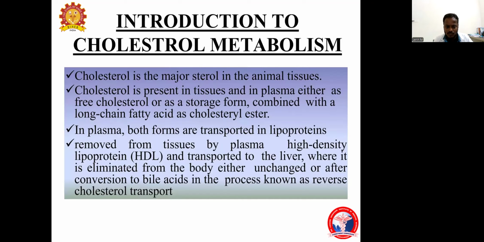Cholesterol ester, and one more important thing: HDL is a good cholesterol and VLDL is a bad cholesterol. That is why cholesterol is removed from the tissue by plasma high density lipoprotein and transported to the liver, where it is eliminated from the body either unchanged or after conversion to bile acid. This process is known as reverse cholesterol transport.